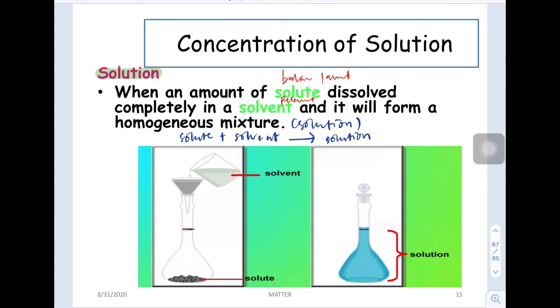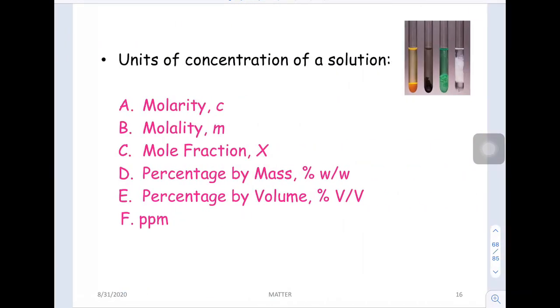It is represented in this figure. When we have a certain amount of the solute and then we add a solvent into it, finally we will get a homogeneous mixture where we cannot differentiate which is the solvent and which is the solute, so we call this a solution form. When we talk about a solution, it is always expressed in terms of the concentration of the solution. It's either concentrated or dilute.